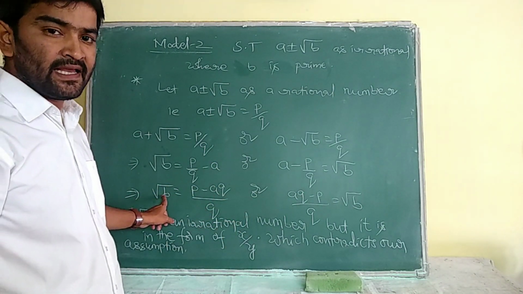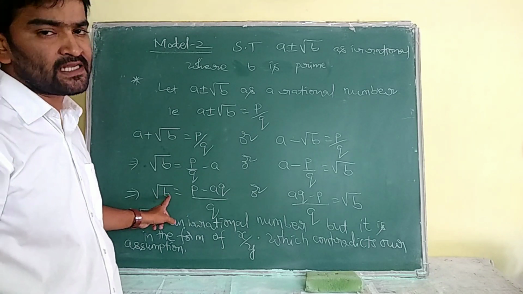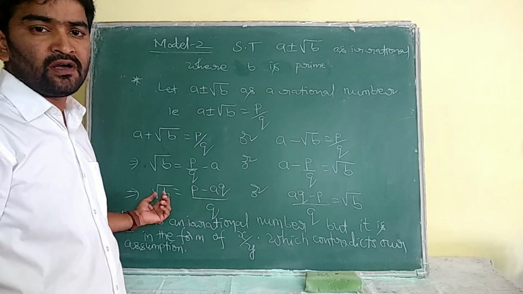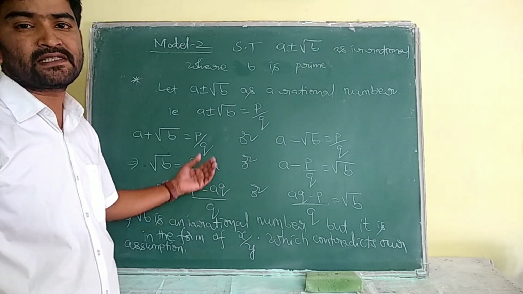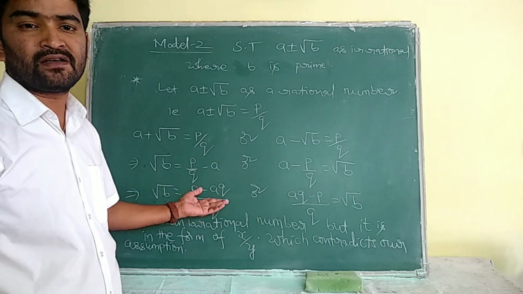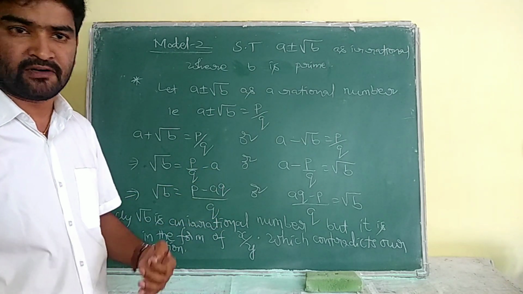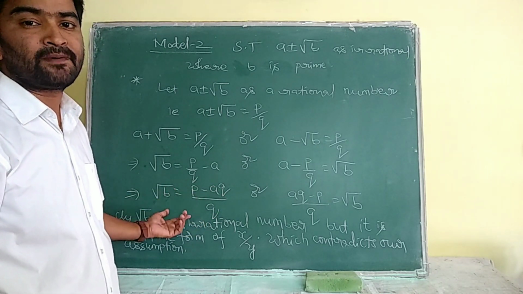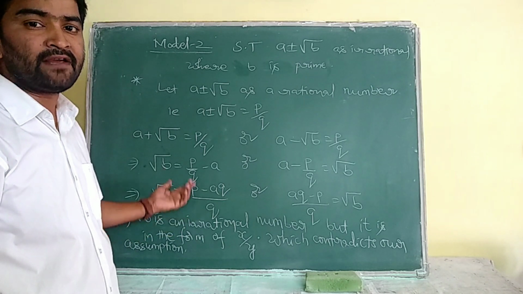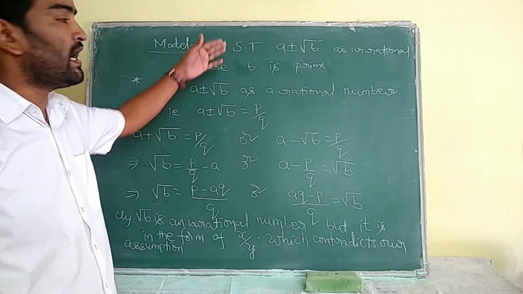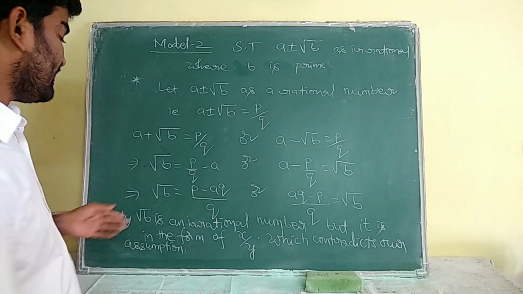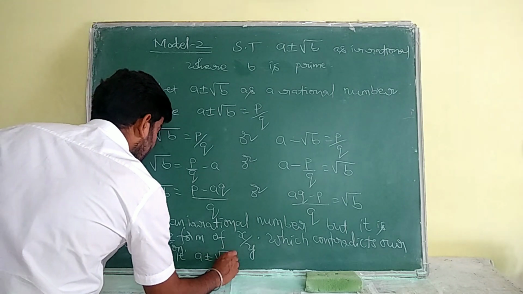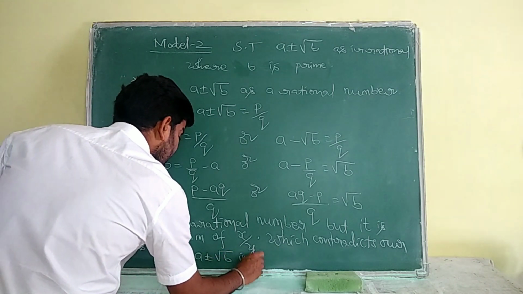Here root b is irrational, we know. That means root over any prime number is irrational, but it is obtained as some x by y. We know no irrational number can be expressed as some x by y, because irrational numbers are the numbers which are not expressed in the form of x by y. But here this irrational number is expressed as some x by y. That means here we obtained a wrong statement. Why did we obtain this wrong statement? Because our assumption is wrong. By that we conclude that a plus or minus root b is irrational.